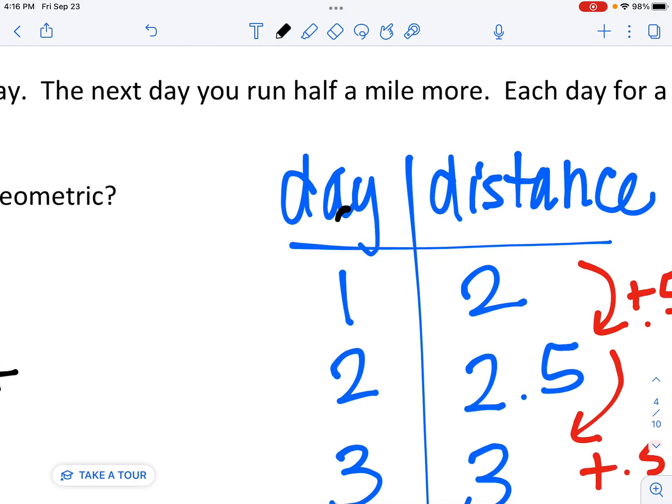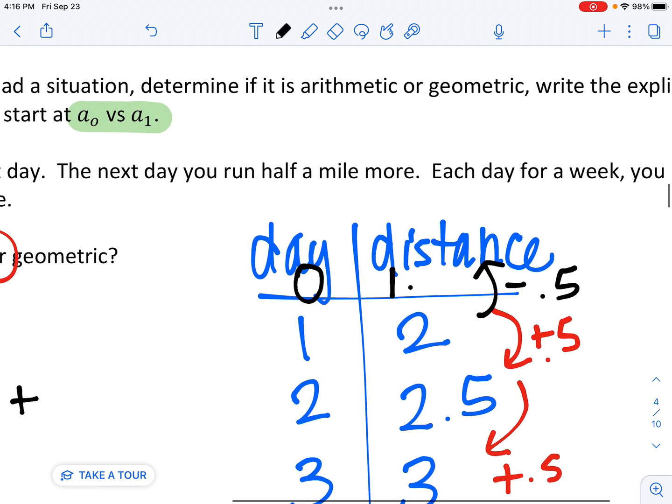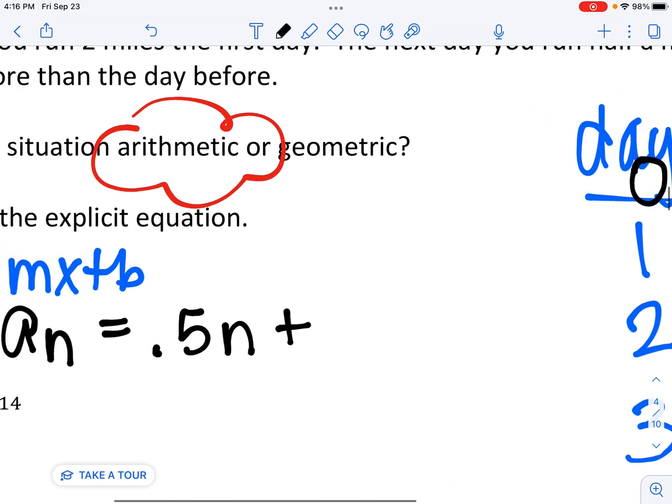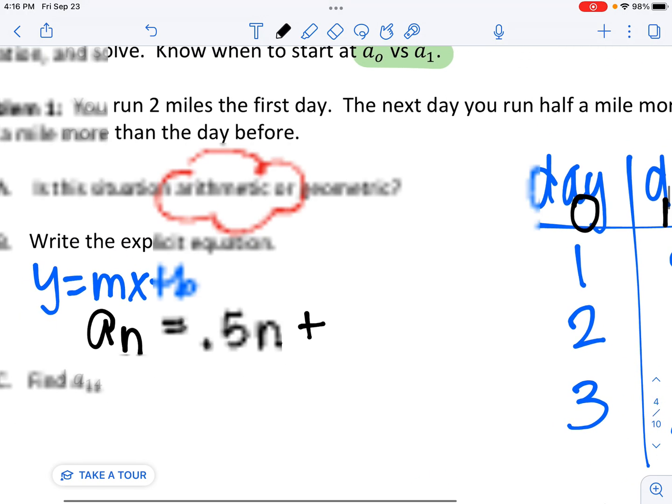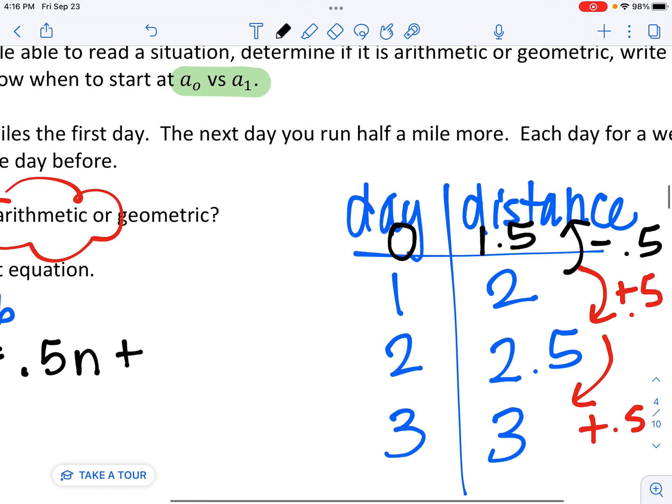And then you would add your initial value, which would be the y-intercept, or at day 0. So we do have to imagine if there was a day 0, how many miles would we run? So that would be minus 0.5. So this would be 1.5. So again, if you are using something that's arithmetic, you want linear slope and y-intercept, and the y-intercept would be at day 0. You would run 1.5 miles.